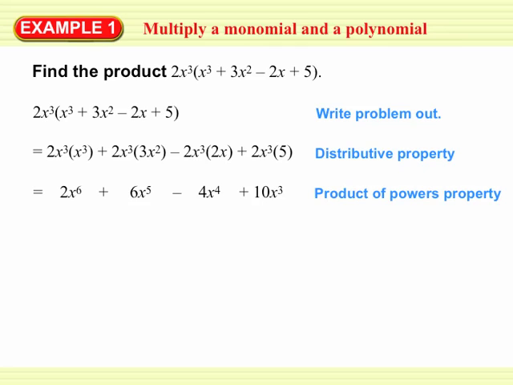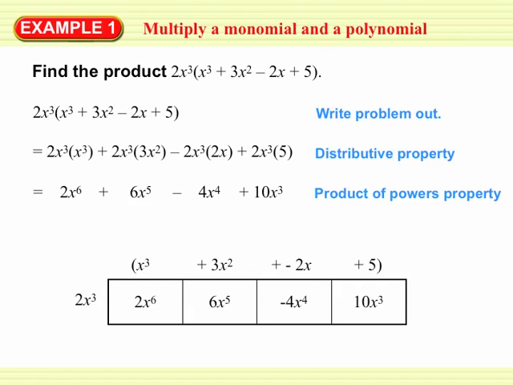How does this connect with what we've been doing using an area model of multiplication? Well, imagine that we made a rectangle that was x cubed plus 3x squared minus 2x plus 5 units wide and 2x cubed units tall. And then we found the area of each of the rectangles within this. We would see that the math we're doing is really no different than applying the distributive property up above. And what it results in is the same sum of 4 terms.